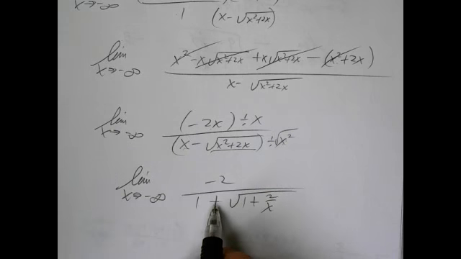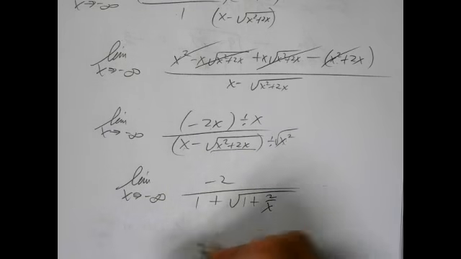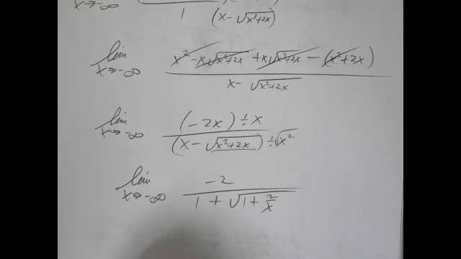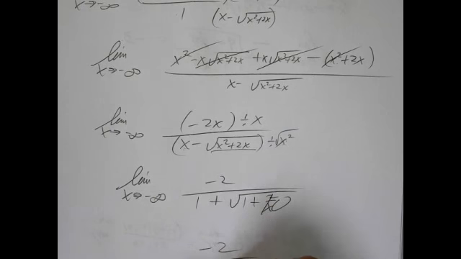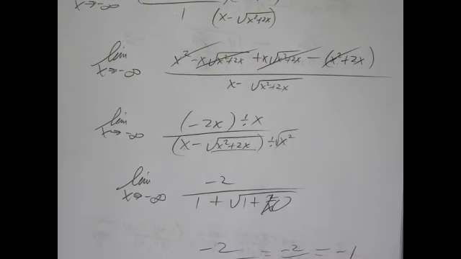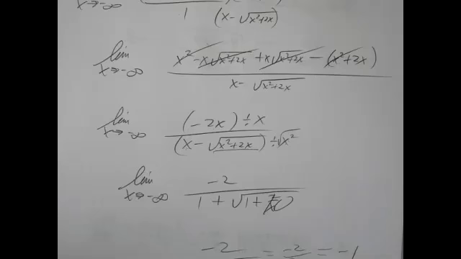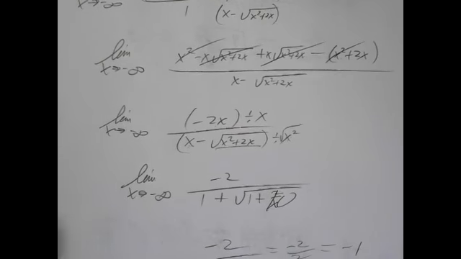Now, what happens as x approaches negative infinity? Well, this zeroes out. On top, I've got a negative 2. On the bottom, I've got 1 plus the square root of 1, all right, which is a negative 2 over a 2, which is a negative 1, which is what that all ultimately comes out to equal.